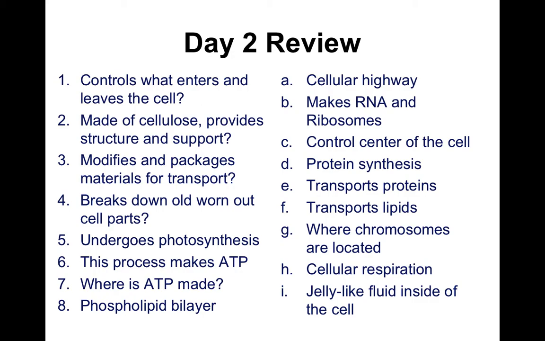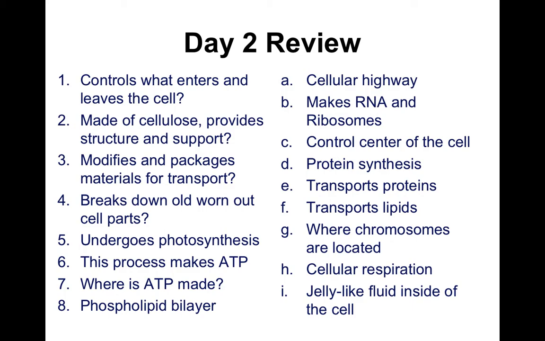Number one, controls what enters and leaves the cell. That's the cell membrane. Number two, made of cellulose, provides structure and support. That's going to be the plant cell wall. Number three, modifies and packages materials for transport. Because it says modifies and packages, I know it's the Golgi. Number four, breaks down old worn out cell parts. That's the lysosomes. Number five, undergoes photosynthesis. That's going to be the chloroplast. Number six, this process makes ATP. That process is known as cellular respiration. Where is ATP made? That's made in the mitochondria. Number eight, a phospholipid bilayer. That's talking about the cell membrane.